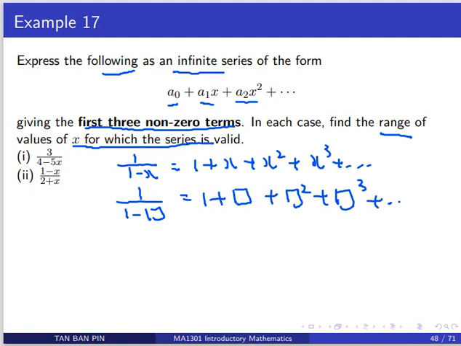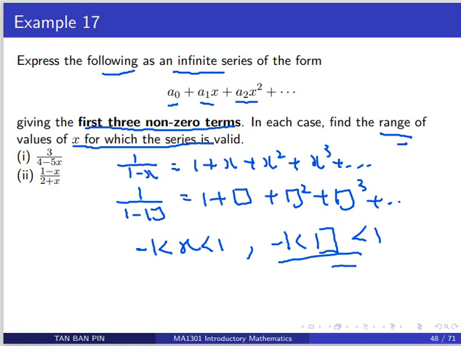And this is the series, right? 1 over 1 minus x equals 1 plus x plus x squared plus x cubed, and so on. You need x to be between minus 1 and 1. So which means when you use box, you need the expression inside the box to be between minus 1 and 1. So you use this to find the range later.